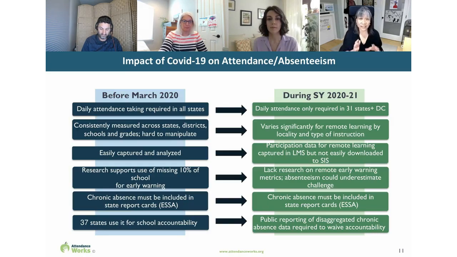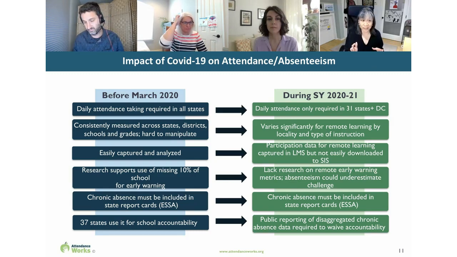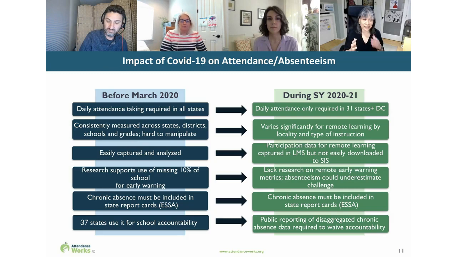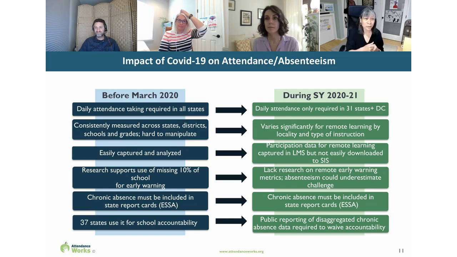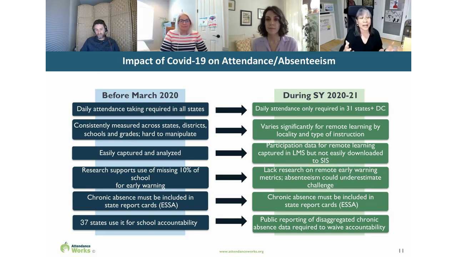So COVID-19 had a huge impact on our ability to track and monitor absenteeism, which before COVID-19 was something that everyone took every day. We kind of all knew what it was. It was kids showing up, marking off, they're here. It was pretty consistently measured across states, districts, schools, and grades. We had pretty good auditing systems. It was kind of hard to manipulate. It was captured by most places all the time, and this is why it became such a measure that was adopted at such scale, 37 states using it for school accountability under the Every Student Succeeds Act.